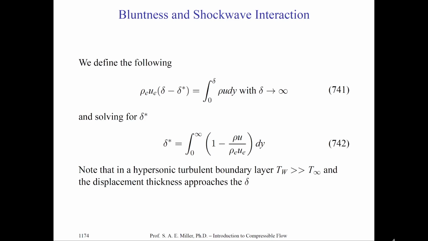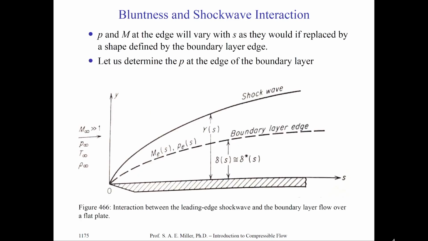You'll see that in the hypersonic turbulent boundary layer, the temperature of the wall is always much greater than the ambient temperature due to the aerodynamic heating and the viscous effects causing the kinetic energy to be converted into, of course, temperature, heat. And the displacement thickness will approach delta for these particular speeds. Now the pressure and Mach number at the edge will also vary with, say, the downstream distance, which is parameterized with the variable s, as if they were replaced by a shape defined by the boundary layer edge. So here s represents the boundary layer edge, this line represents a shock wave, and this is perhaps an aerodynamic body, which we just show as a flat plate for illustrative purposes.